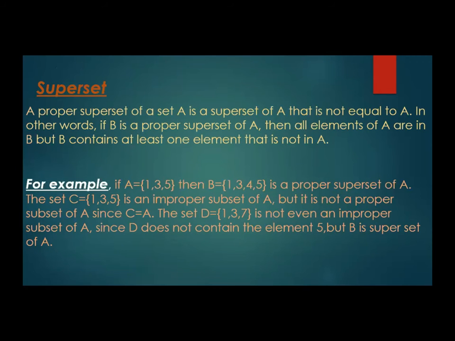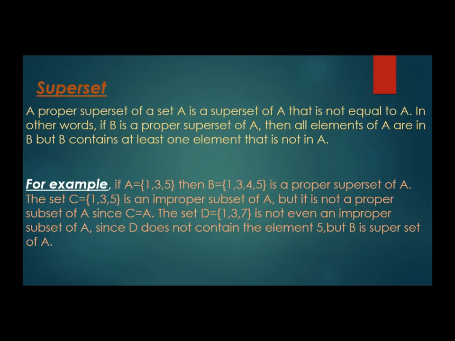Superset: every subset is formed from the original one, so the original set is called a superset. It means we are forming the smaller sets from the original or universal set, so that universal set is a superset and we are forming the subsets. The definition: a proper subset of a set A is a subset of A that is not equal to A. In other words, if B is a proper subset of A, then all elements of B are in A, but A contains at least one element that is not in B.